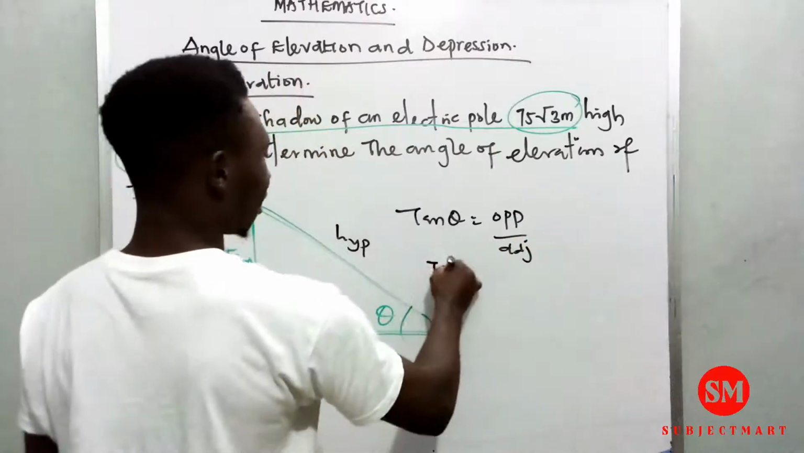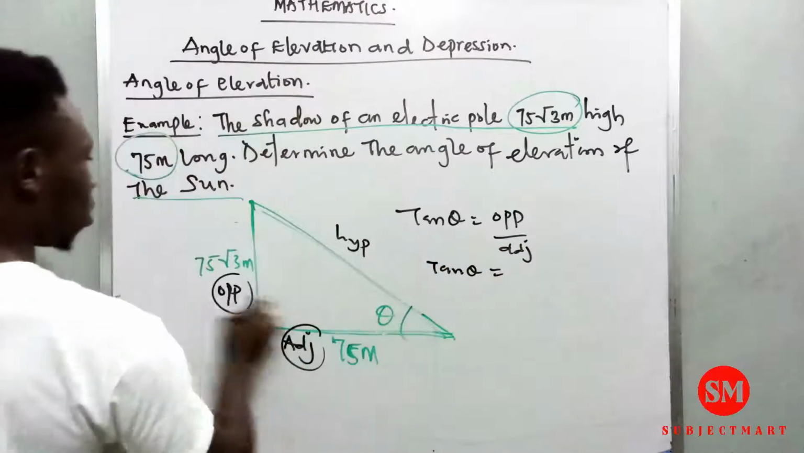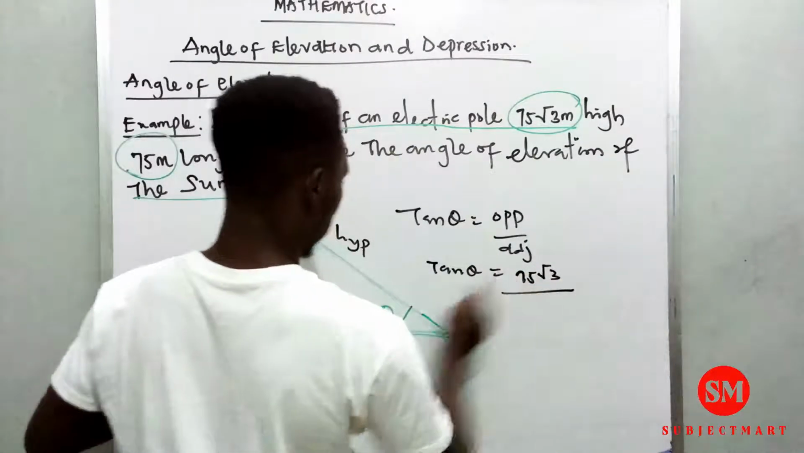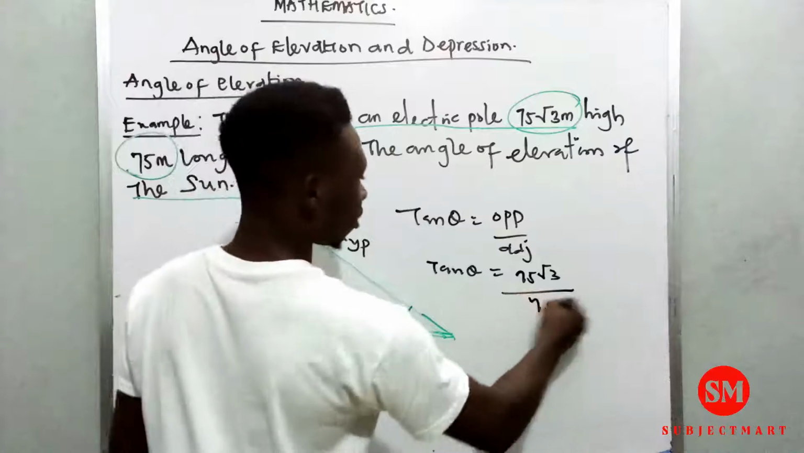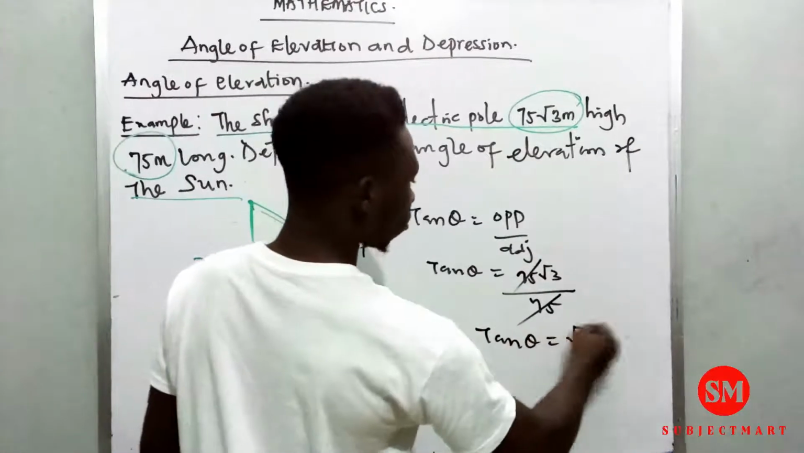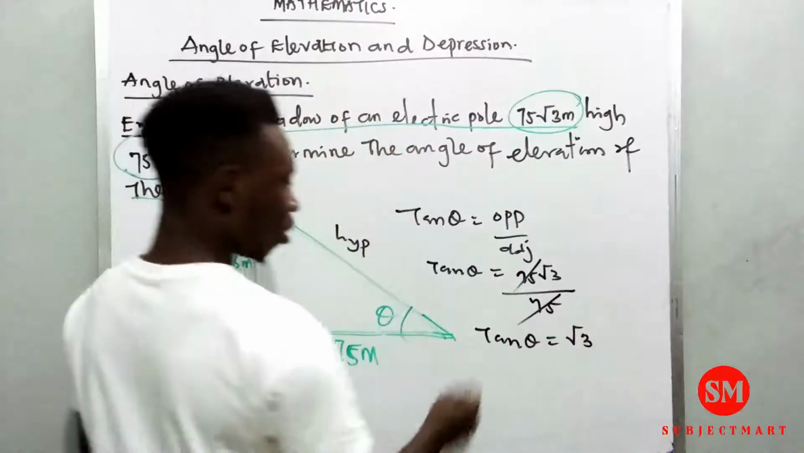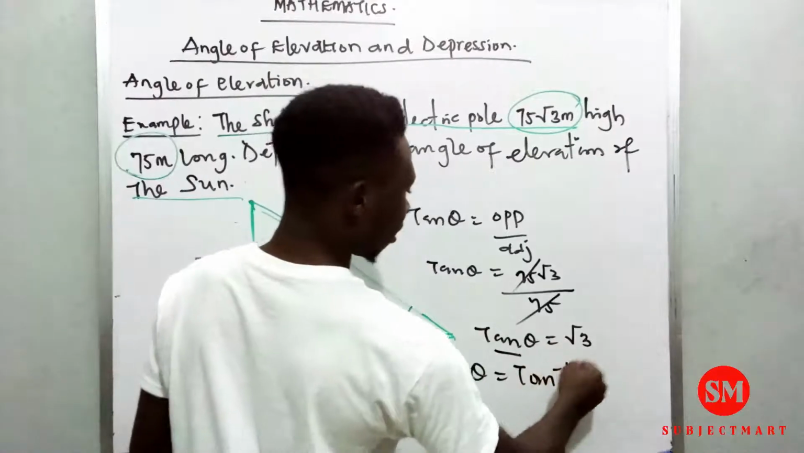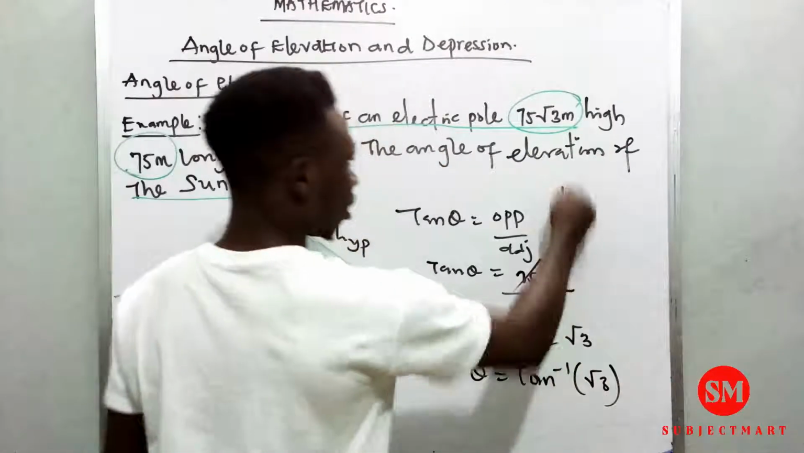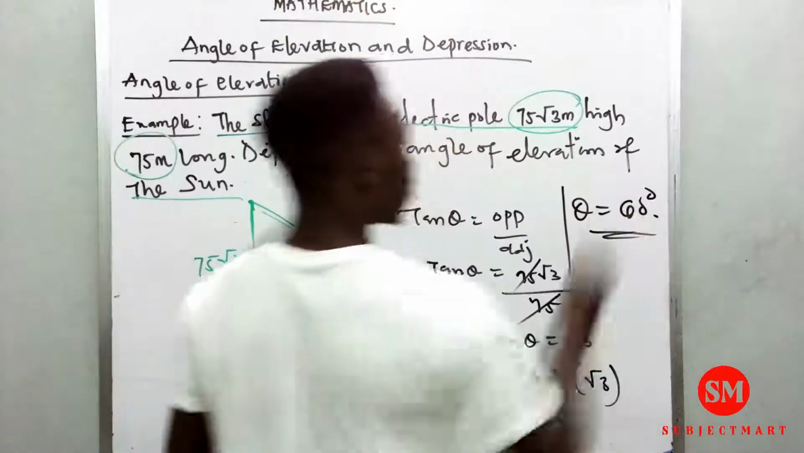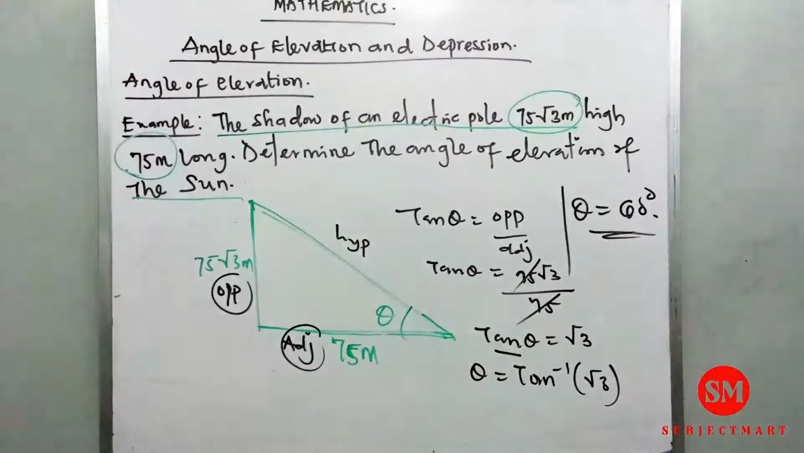So tan theta is equal to, your opposite here gives you what? 75 root 3. The adjacent here gives you what? 75. So 75 cancels 75. So I'm having here that tan theta is equal to what? Root 3. So theta here, if your tan comes over, that becomes your tan inverse. Tan inverse of what? Root 3. Your tan inverse of root 3 is going to give you 60 degrees. So theta is 60 degrees, and that is your final answer.